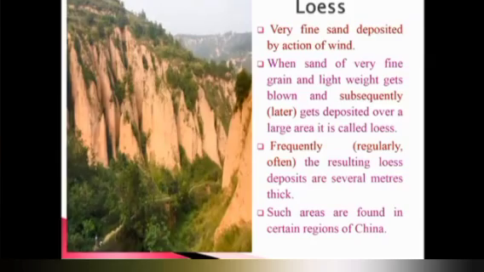Next, we are going to learn about loess. So what is meant by loess? Very fine sand deposited by action of wind is called loess. Students, here we can see the picture of loess. When sand of very fine grain and light weight gets blown and subsequently, which means later, gets deposited over a large area, it is called loess.